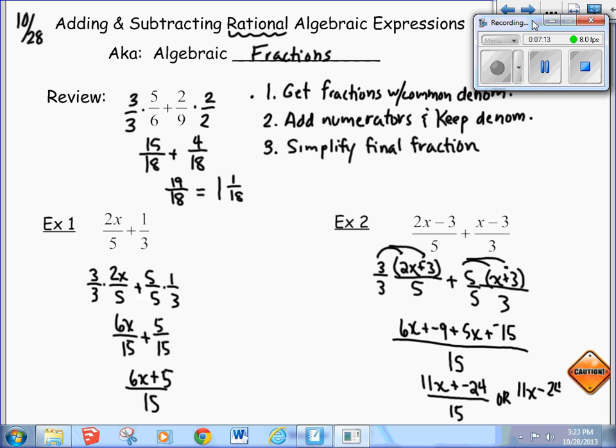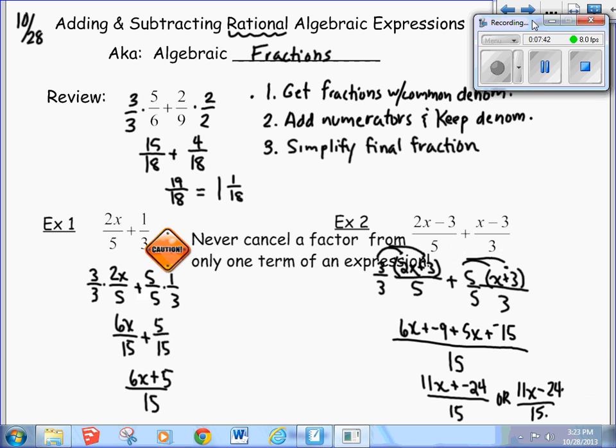minus 24 over 15. This caution sign is here to remind us that, once again, don't be tempted to cancel a factor of 3 out of these two numbers, because this 24 is not a factor, it's part of this whole sum. So you can't cancel unless it's part of a product. Here's the caution and how it's written.